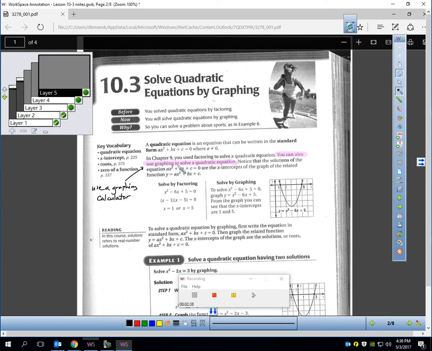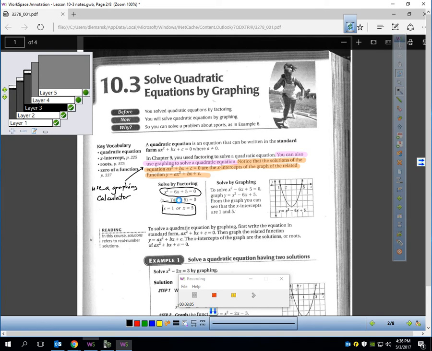Now, when we say graph it here, that means we're using a graphing calculator. Notice that the solutions of the equation ax squared plus bx plus c equals 0 are the x-intercepts of the graph of the related function. So here's what they're trying to say. When we do this problem by factoring, the answer is 1 or 5.